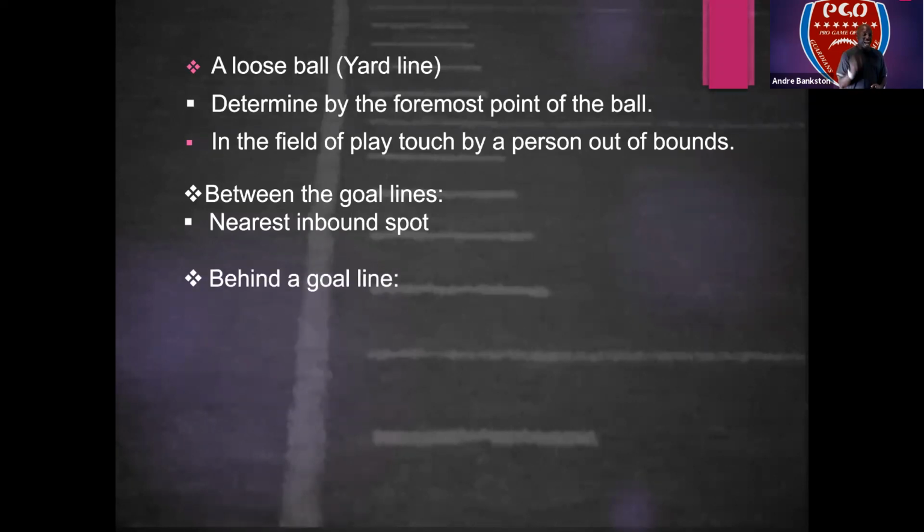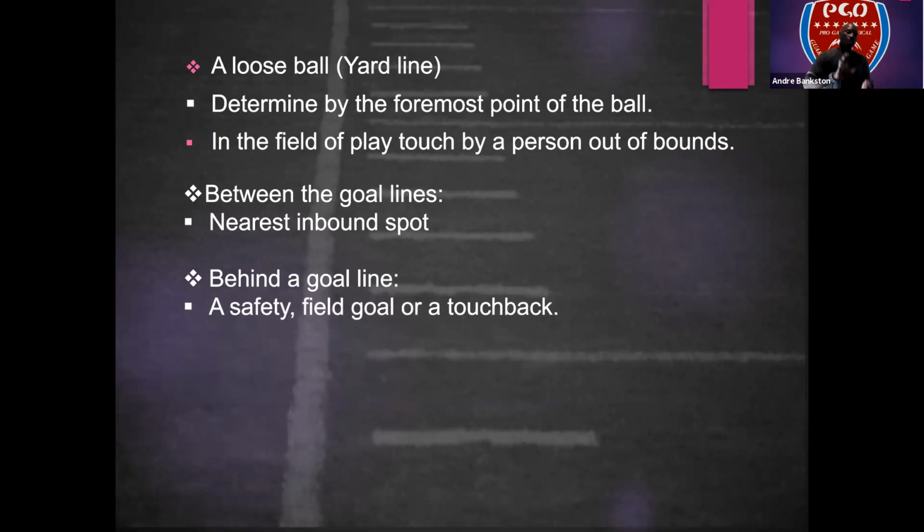If it's behind the goal line, it has to be either a safety, a field goal, or a touchback. Right. So if a loose ball becomes dead behind the goal line, it's going to be one of those: a safety, a field goal, or a touchback. Right? It can't just be a dead ball. And typically it goes that way, unless there's a new force, which we'll talk about when we get to Rule 8.